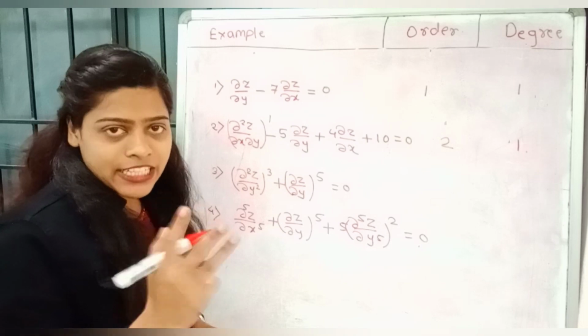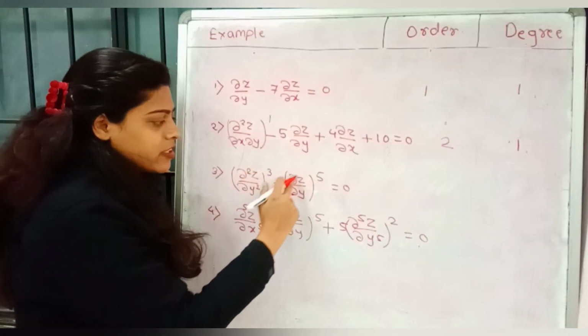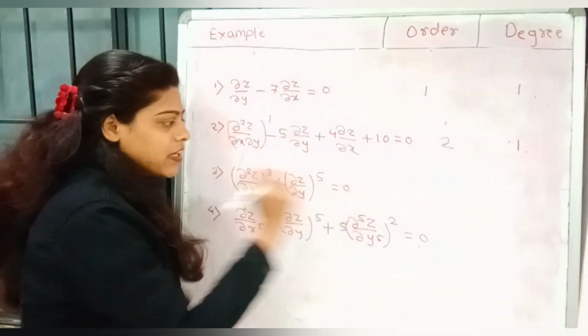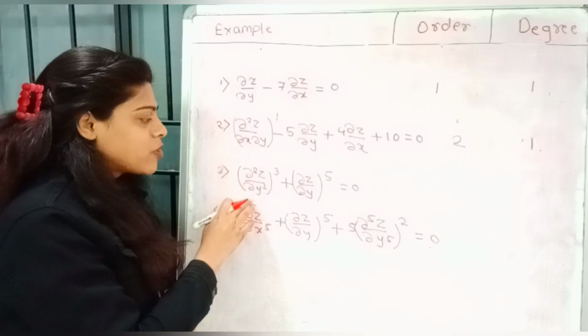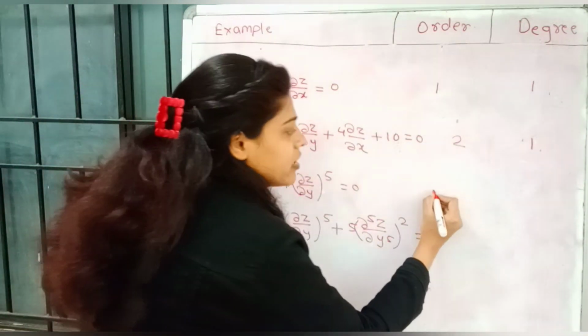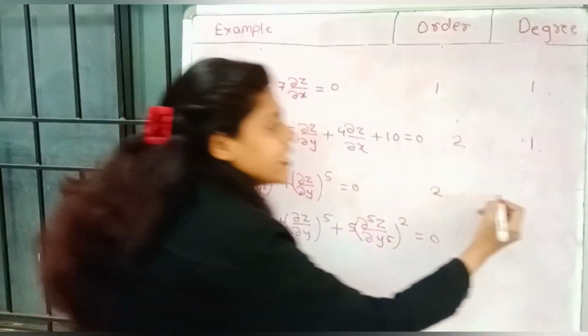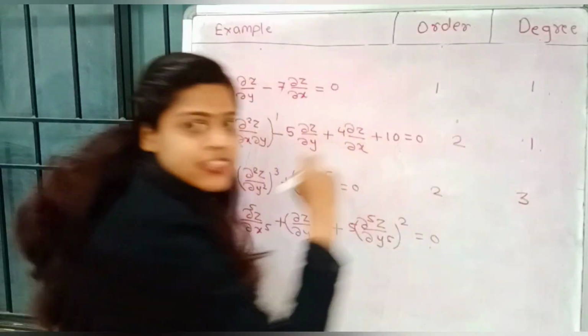Now consider the third example: dou 2z divided by dou y square, all raised to 3, plus dou z by dou y raised to 5 is equal to 0. As we can see, the highest order partial derivative has order 2. So its order is 2 and it has a power of 3. Then the degree of this partial differential equation is 3.